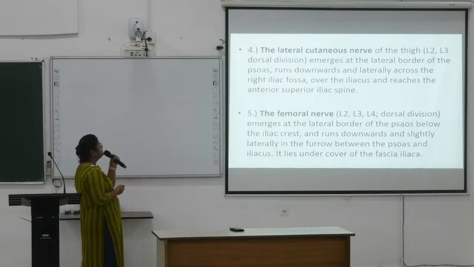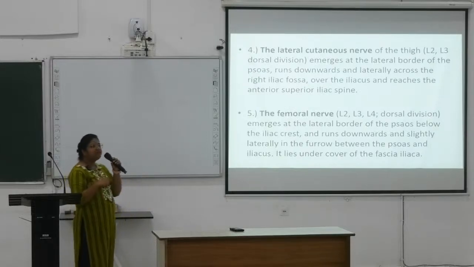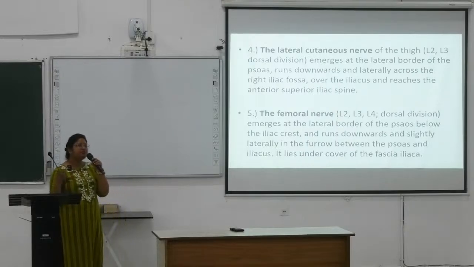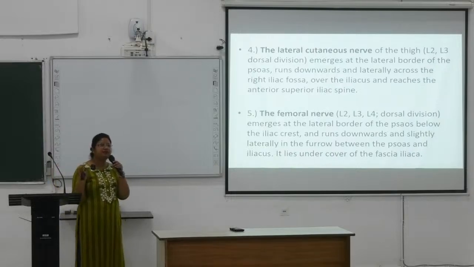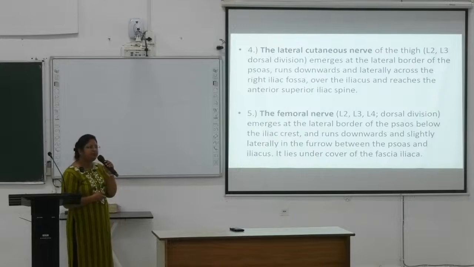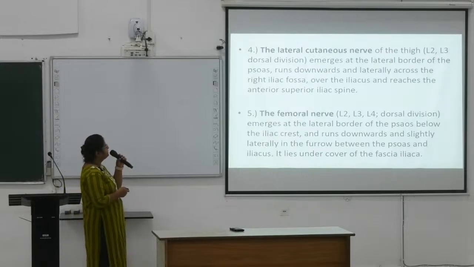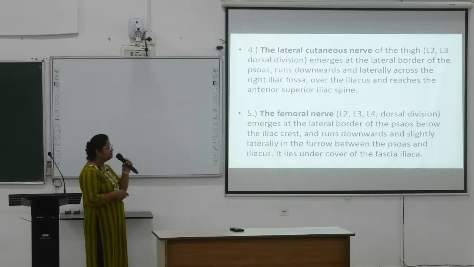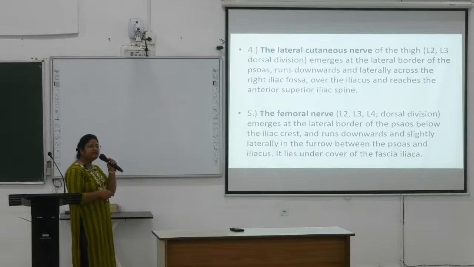Next is the lateral cutaneous nerve of the thigh. Okay. The medial and intermediate cutaneous nerves of thigh were branched from the anterior division of the femoral nerve. But the lateral cutaneous nerve of thigh is a direct branch from the lumbar plexus. So its root value is L2, L3 dorsal division. It emerges at the lateral border of the psoas, then runs downward and laterally across the right iliac fossa over the iliacus and reaches the anterior superior iliac spine. It lies near the anterior superior iliac spine.